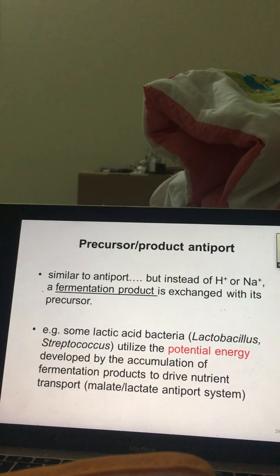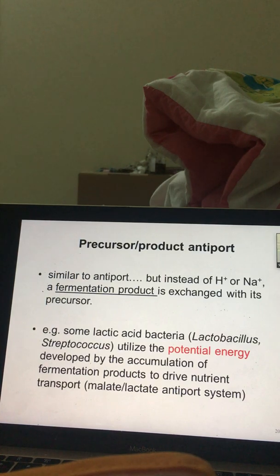Another mechanism for transport is called the precursor product antiport. And this is, of course, an antiport system where instead of using sodium ion or a proton for exchange, here fermentation products are exchanged with the precursor. So you will see this in the lactic acid bacterium, Lactobacillus, or even Streptococcus, which utilizes the potential energy that is developed by the accumulation of the fermentation product. This potential energy will be used to drive the nutrient, the original substrate, into the cell.